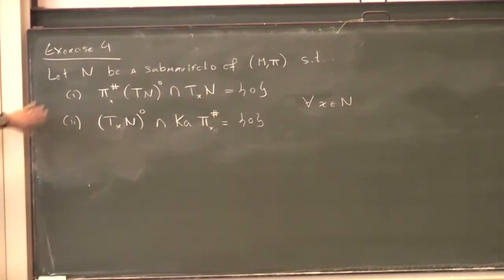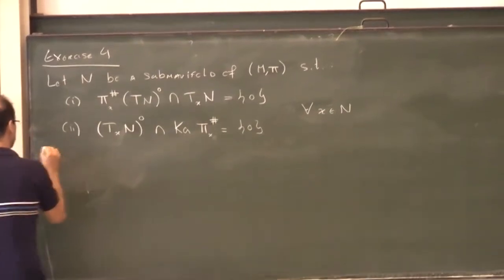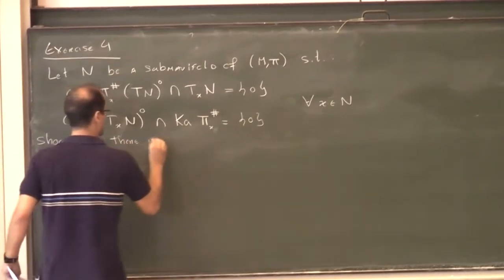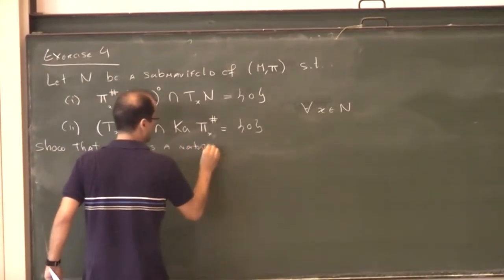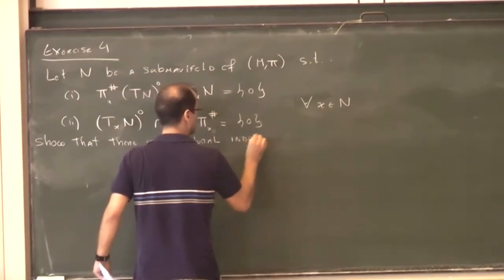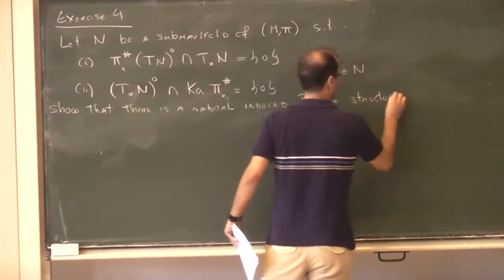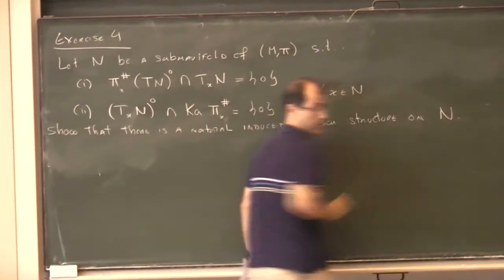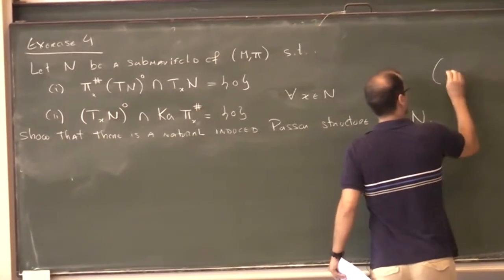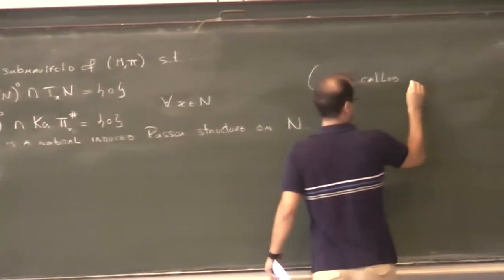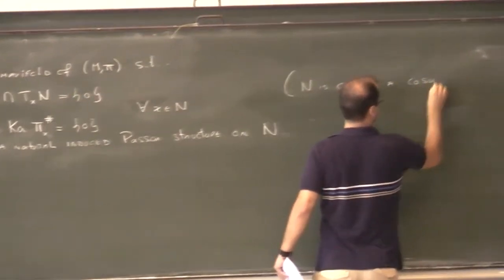So I give you some manifold which satisfies these two properties. Then the exercise is to show that there is a natural, meaning doesn't depend on choices, induced Poisson structure on N. I should say that sometimes these manifolds are known as cosymplectic. N is called a cosymplectic submanifold. I think it's a very bad name, but that's what it's called.